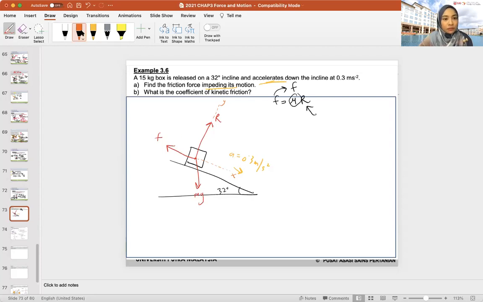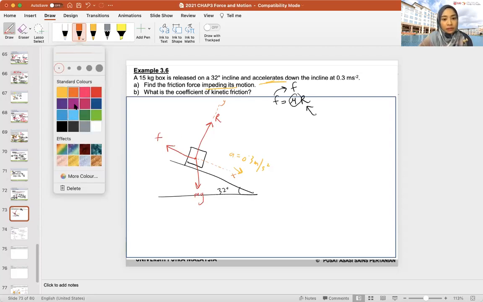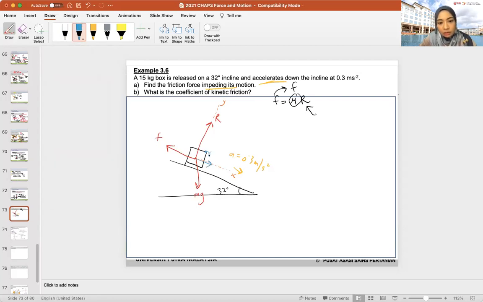Okay, so now resolve. Let me use a different color for that. So this is mg sine theta, and this would be theta over here, and this is mg cosine theta. Okay, this is straightforward at this point.